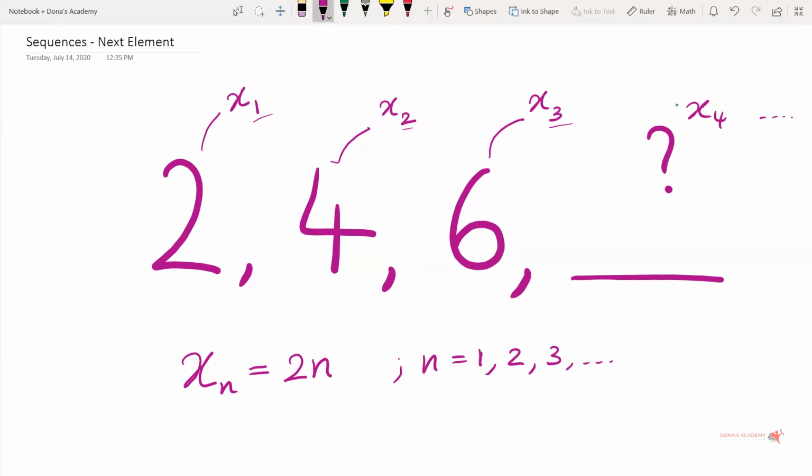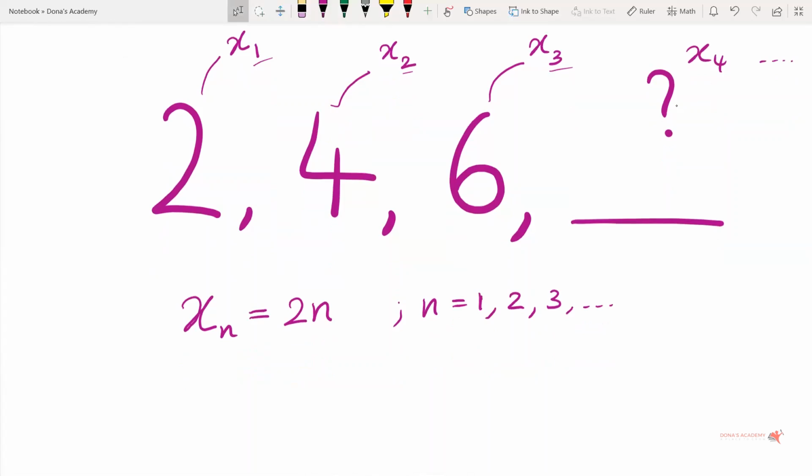Next term is 8 because x4 is 2 times 4, which is 8. But the thing is, this is not the only possibility. This is not the only possible general term we can have, so that the first 3 terms are 2, 4, 6. We can have so many other possibilities.